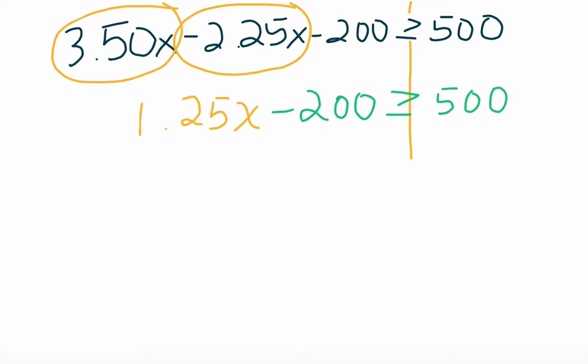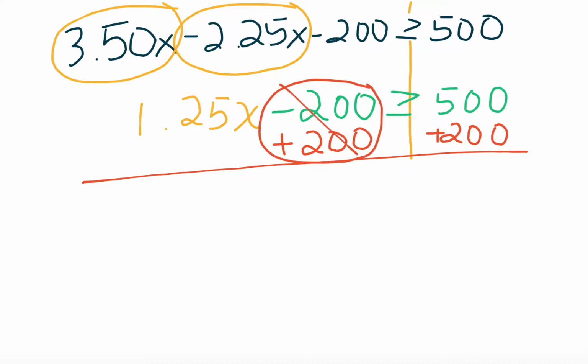At this point, we have an inequality with a constant and a coefficient. What is the constant in this inequality? Negative 200 is the constant. It's being subtracted. So to eliminate it, we add 200 to each side.